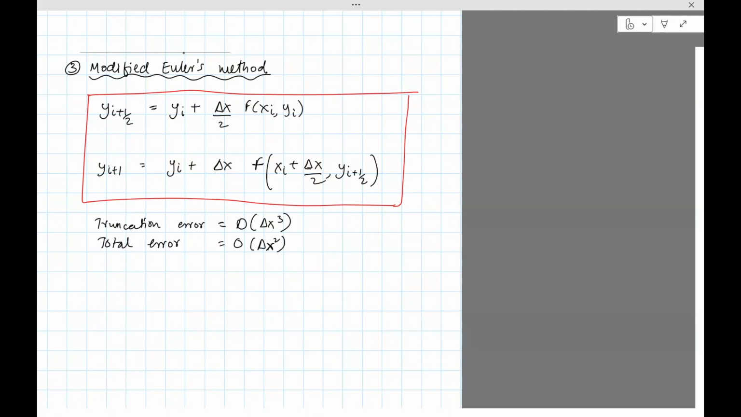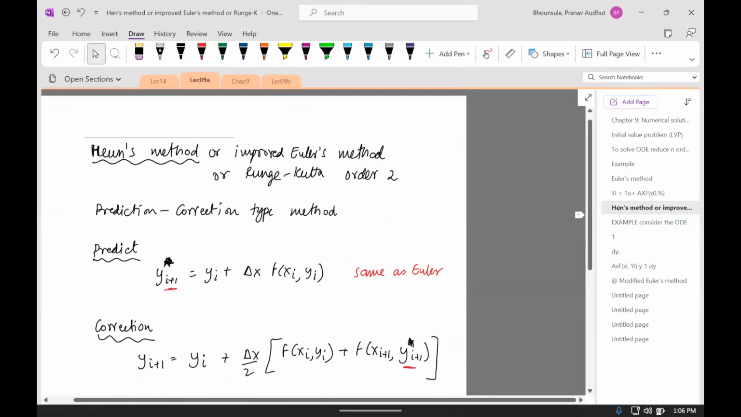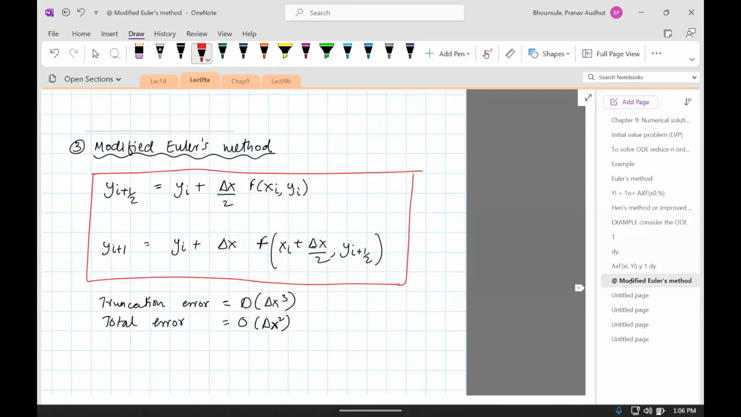I think I made an error last time in the notation, in calling these names. I said that this is the Runge-Kutta method of order 2. That's not true. The one which I wrote down is actually Heun's method. I incorrectly said it's Runge-Kutta of order 2. It turns out that the modified Euler is actually Runge-Kutta of order 2.